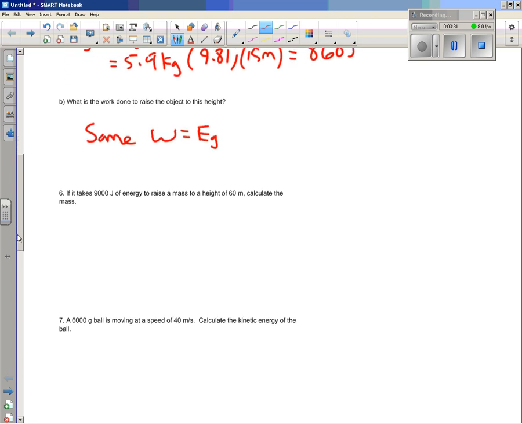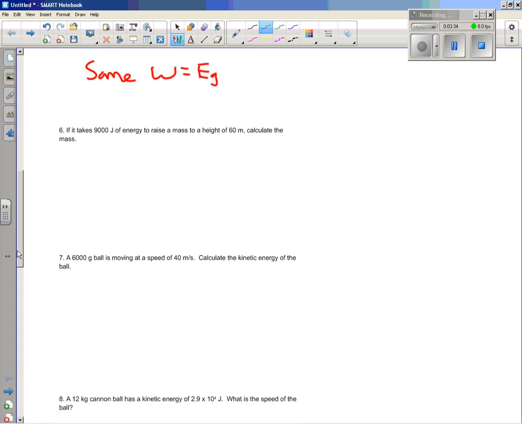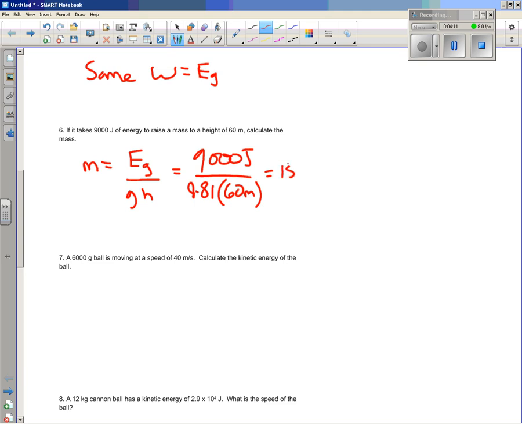Moving on to number 6. It takes 9,000 joules of energy to raise a mass to a height of 60 meters. Find the mass. That's just rearranging the same formula, Eg equals mgh, to solve for mass. So that'll be Eg divided by the other stuff, the g and the h. So we got 9,000 joules, we got 9.81, and we've got a height of 60 meters. So I go 9,000 divided by 9.81 divided by 60, which gives me 15.3 kilograms.